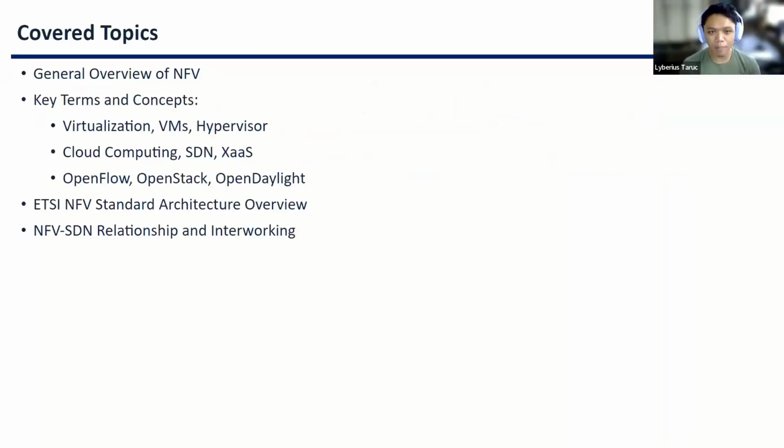Okay, so here are the topics that I'll be covering. I'll give you a general overview of what NFV is, as well as, as I've mentioned, key terms and terminologies related to NFV. I'll discuss what virtualization is, what virtual machines are, as well as the key component for virtualization called the hypervisor. I'll also discuss cloud computing, software-defined networking, anything as a service, as well as what I personally call the OpenX terminology. So what is OpenFlow, OpenStack, OpenDaylight?